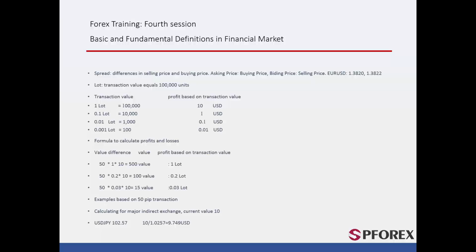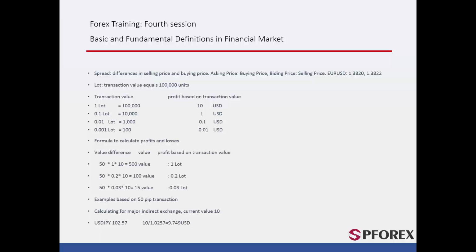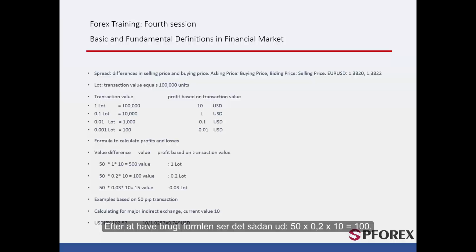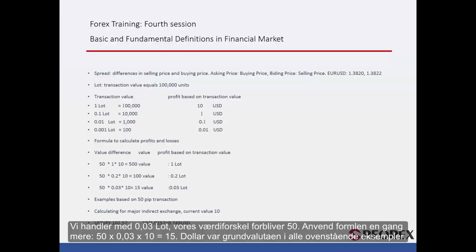Example 2. We are trading 0.2 lot. Our value difference is still 50. After applying the formula, it looks like this: 50 times 0.2 times 10 equals 100. Example 3. We are trading 0.03 lots. Our value difference remains at 50. Apply the formula once more: 50 times 0.03 times 10 equals 15.